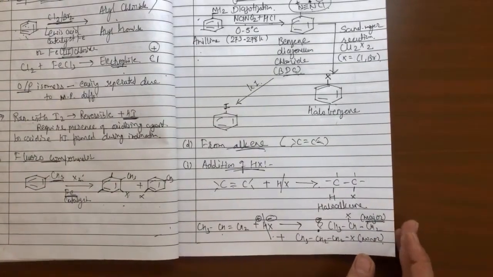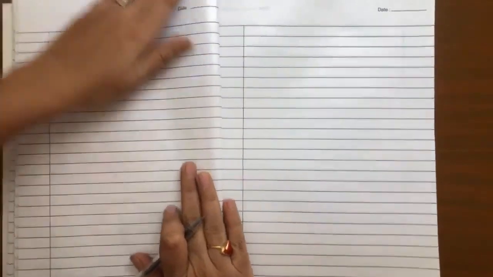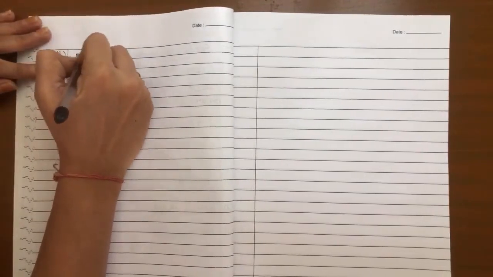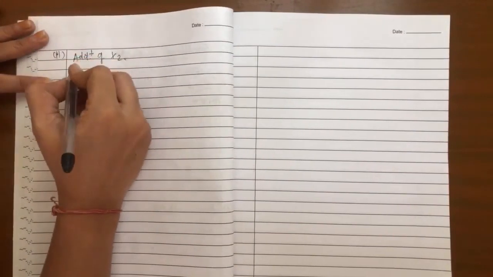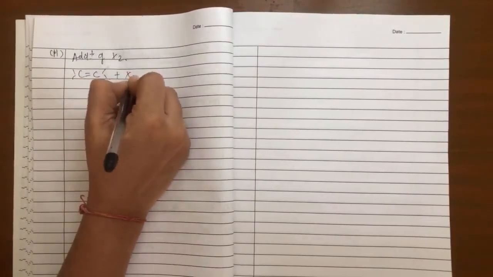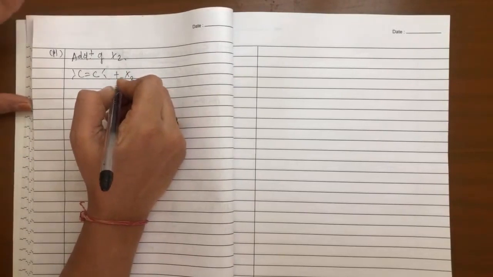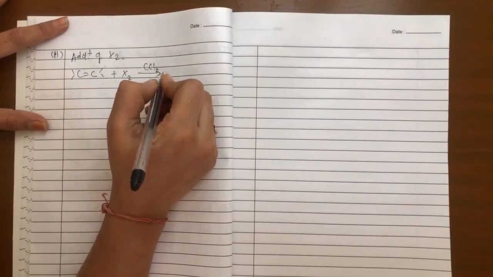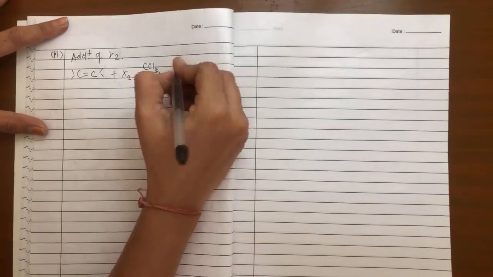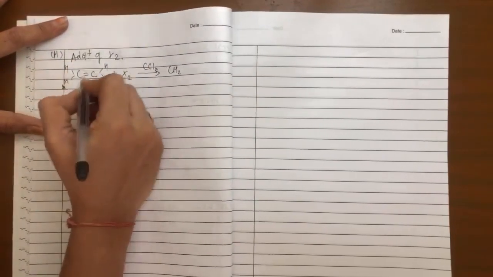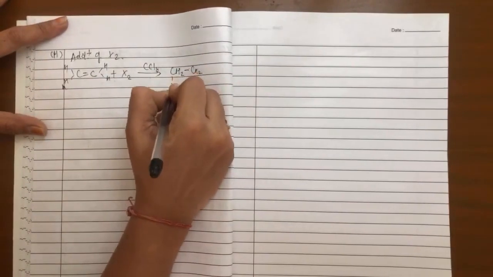So this is one type of addition to the alkene. Another type of addition to the alkene is addition of X2. So again, if we take alkene, and to that alkene I add X2, that is dihalogen, in the presence of solvent, that is CCl4, carbon tetrachloride. Then the product formed is this, the double bond gets opened up, and on both the carbon atoms I have one halogen.